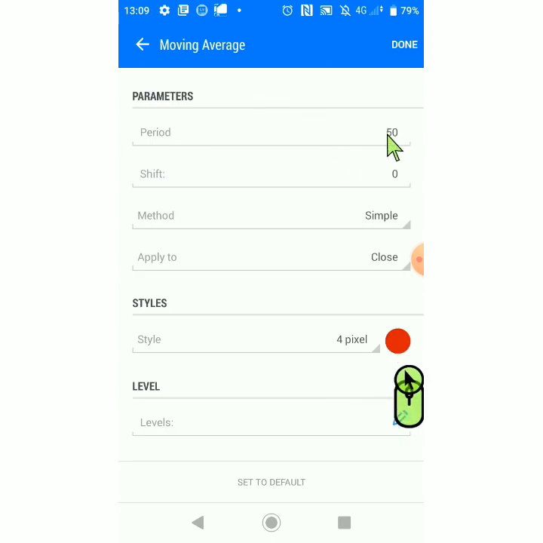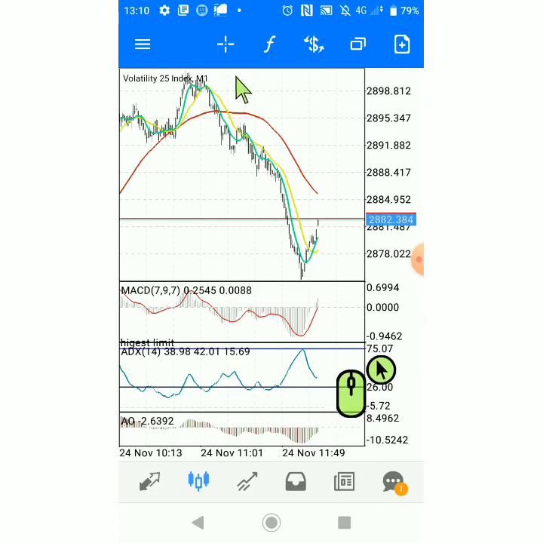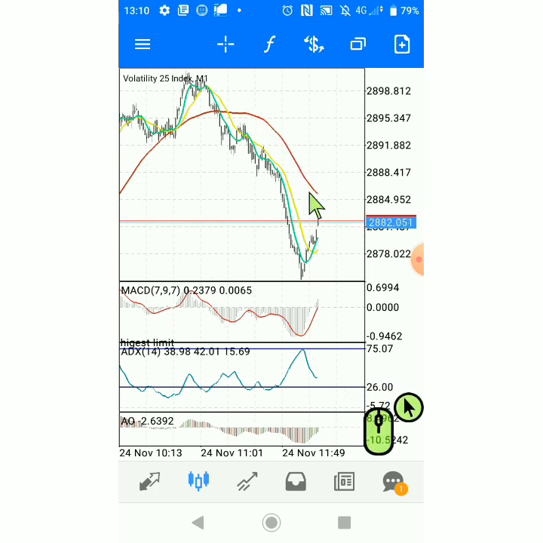Now in the first moving average we have 50, shift 0, apply method simple, apply to close, then pixel, make it red. Now I will tell you the reason why I said you should make it red. That is if you want to follow my instructions, or if you want, you can choose any color you want anyway, but I'm gonna tell you the reason why I said use red for period 50. Now, no levels, we'll click done. Now this is the moving average. We've just added the 50 moving average.